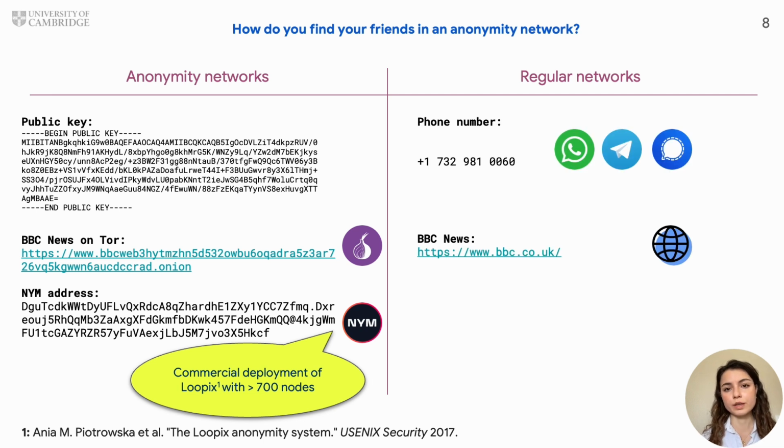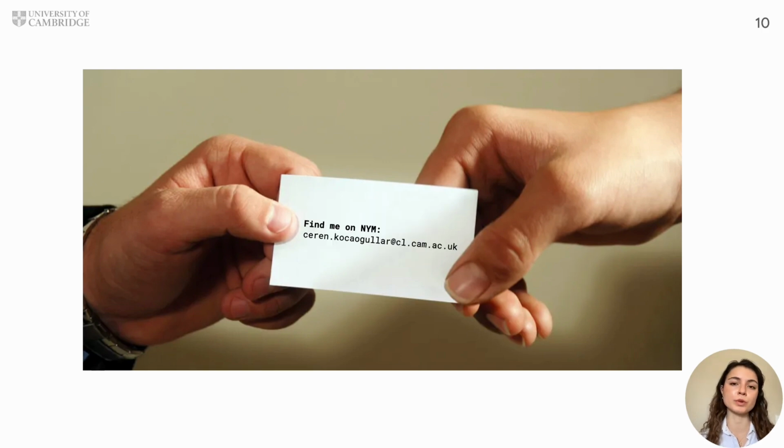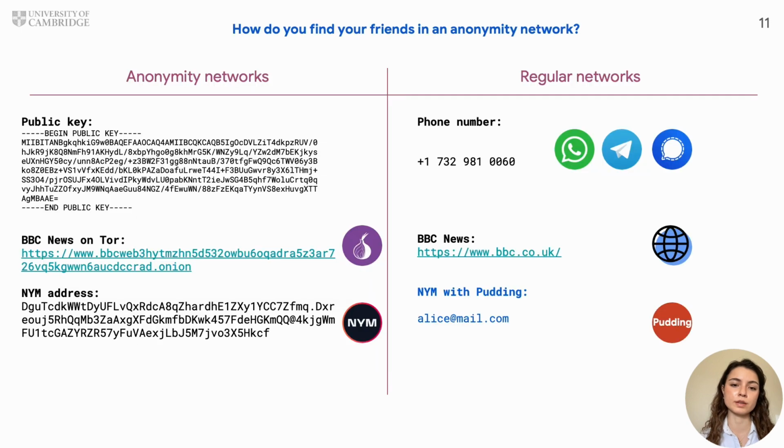On the other hand, we're used to having things like email addresses, phone numbers, and memorable URLs in regular networks. Currently, with anonymity networks, business cards would look like this, but we think people would prefer them to look like this instead. And we think that the lack of a usable user discovery mechanism is an important factor in why end-to-end encrypted messaging apps are widely popularized compared to systems that provide metadata privacy. And this is why we designed Pudding.